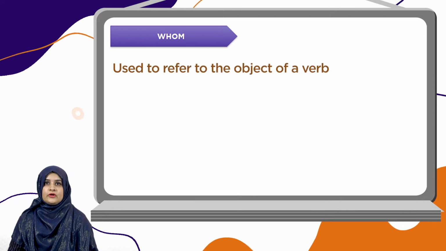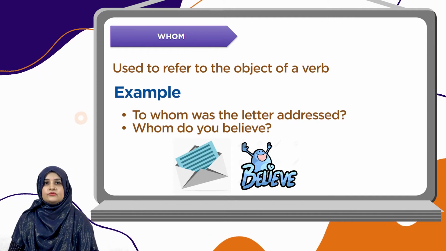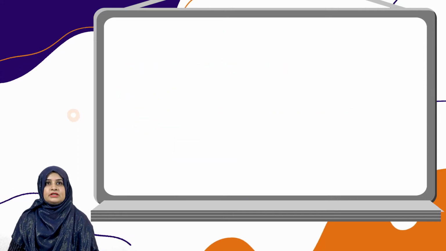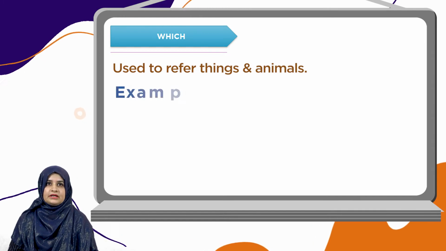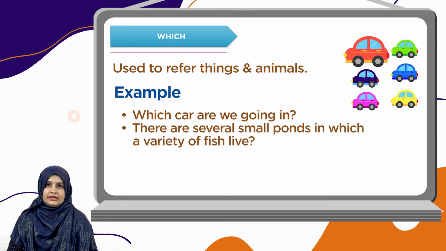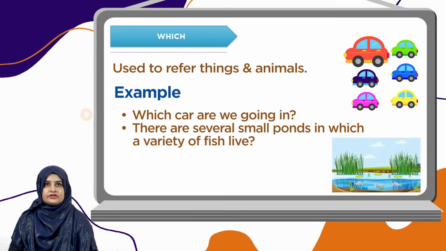Next we have whom. Whom is used to refer to the object of a verb. Examples are, to whom was the letter addressed and whom do you believe? Number 3, which is used to refer to things and animals. Examples are, which car are we going in? There are several small ponds in which a variety of fish live.